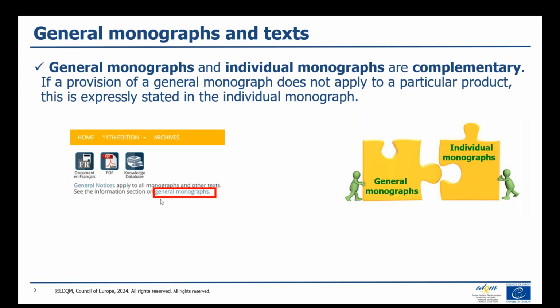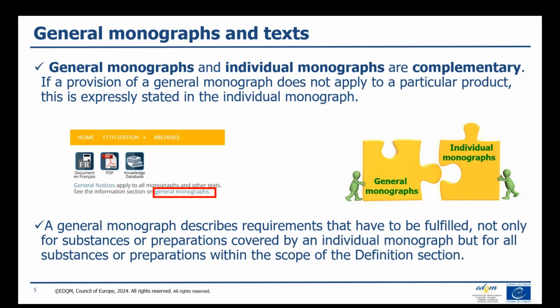Something also important is that when a general monograph does not apply to a particular substance or product, then it will be stated in the individual monograph. But if nothing is written, you have to look at both. So you really have to fulfill the requirements of both the general monographs and the individual monograph.